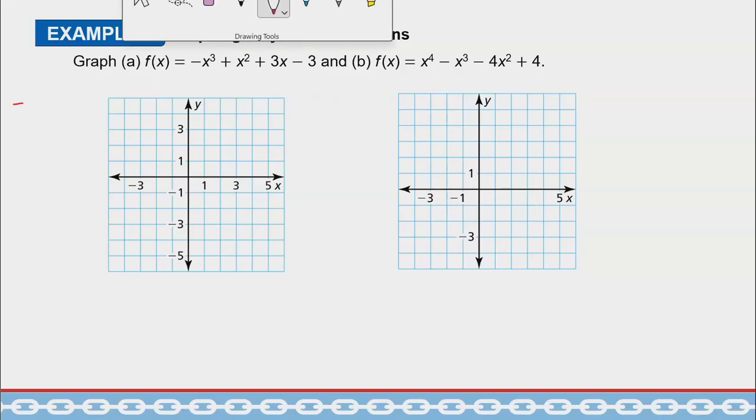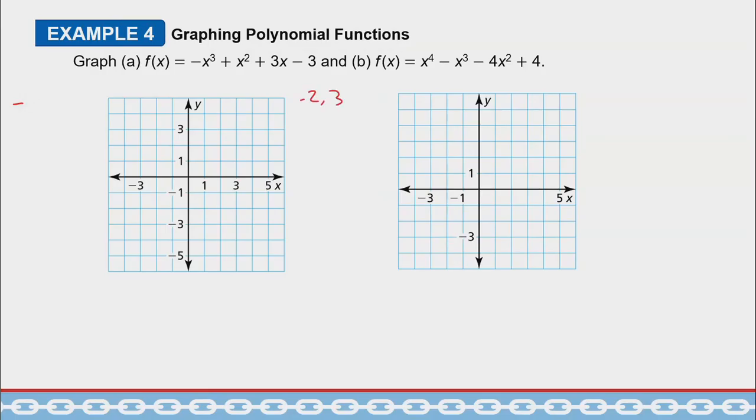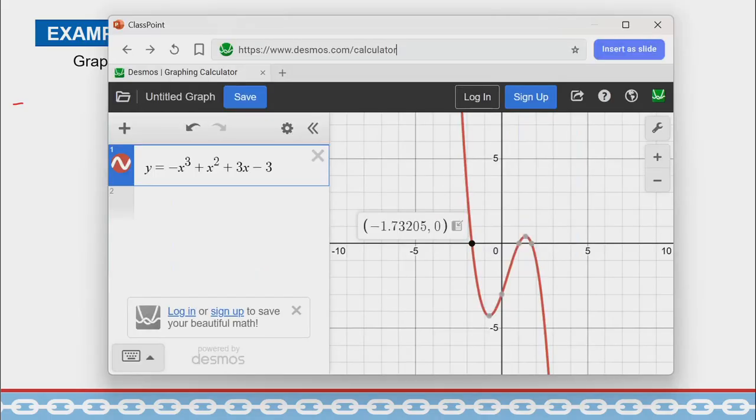So I have negative 2 comma 3. I have a point here at 0 comma 3. Right, I'm just going to steal some data. And then I would then use that data to construct my graph.